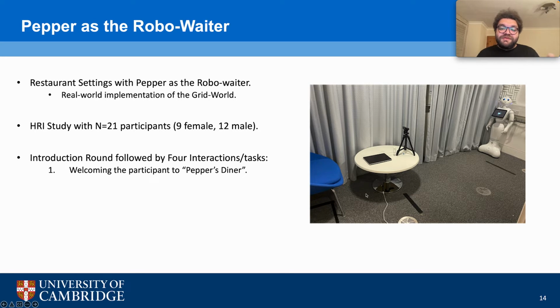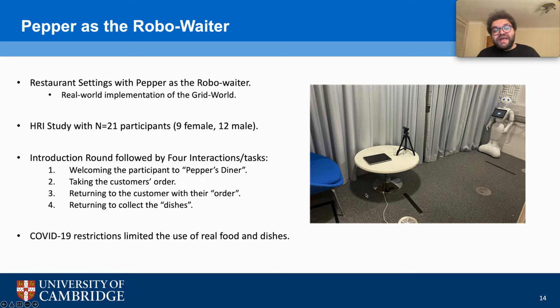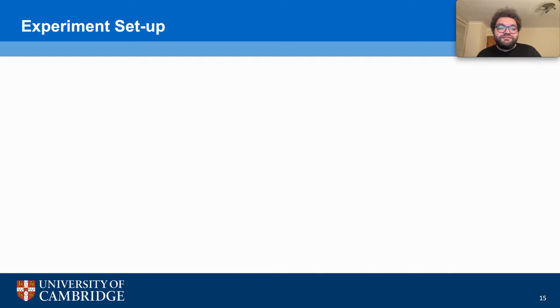Firstly, Pepper welcomes the participants to the restaurant, takes their order from a menu of options, goes away and returns with their order, and finally returns to collect dishes and receive feedback. Since at the time of the study COVID-19 restrictions were in place, no actual food or dishes were used, and instead the whole scenario was acted out with the participants.